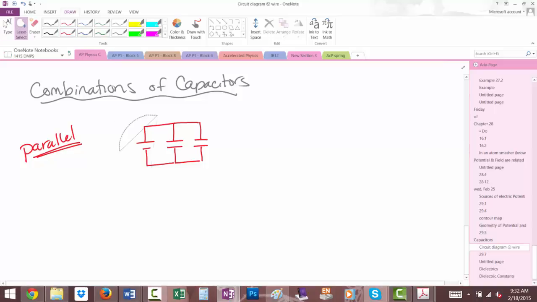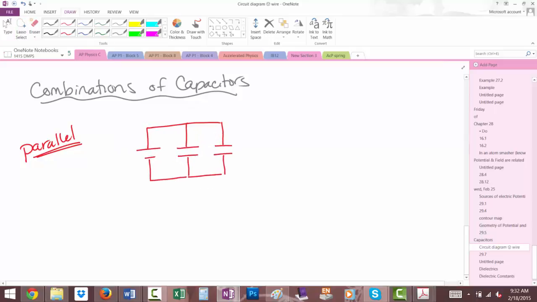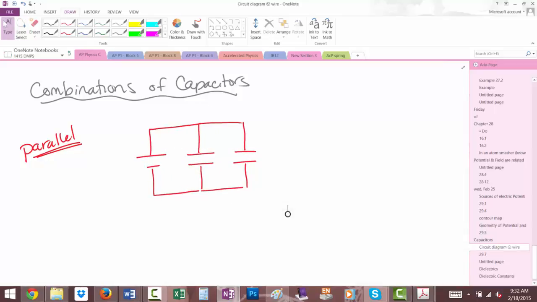In order to figure out what's going to happen here, we have to think carefully. I'm sorry. You have an eraser, you can draw it bigger. We have to think about what's going to happen here. When I set this up, I've got a potential difference across my battery. I'm going to actually call that delta V sub B.